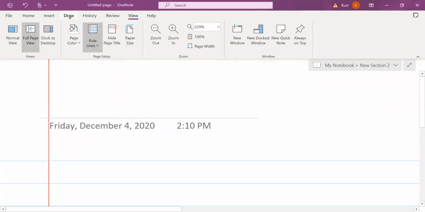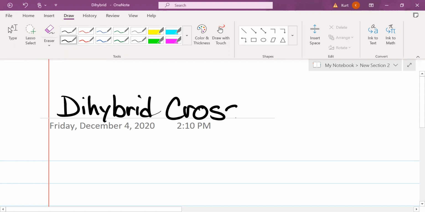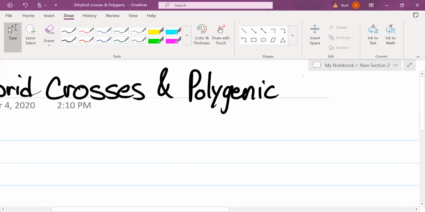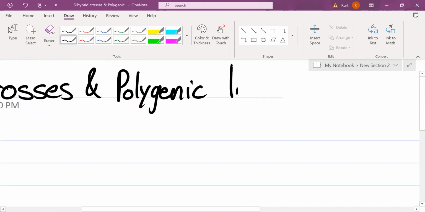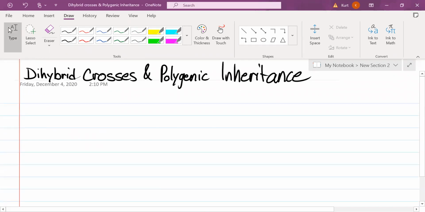Okay, today we are going to do dihybrid crosses and polygenic inheritance. Both of these concepts are definitely on your mastering this weekend, so that's why I want to make sure that we get it before the week is out.